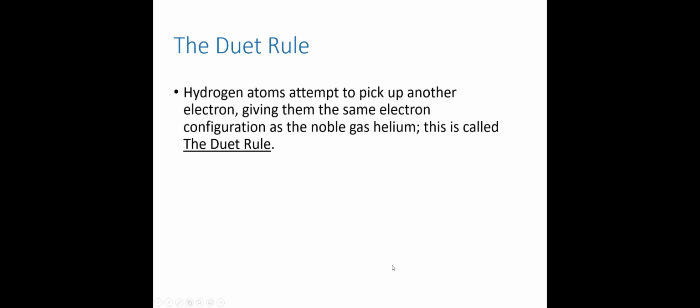I mention here the Duet Rule just in passing, which has to do more with helium and the elements near helium than any of the others. Hydrogen has only 1 valence electron, and the nearest noble gas to hydrogen is helium, which has 2 electrons. So rather than trying to get 8 electrons, hydrogen is going to be happy with 2. It'll be just like helium on its outer electron shell.